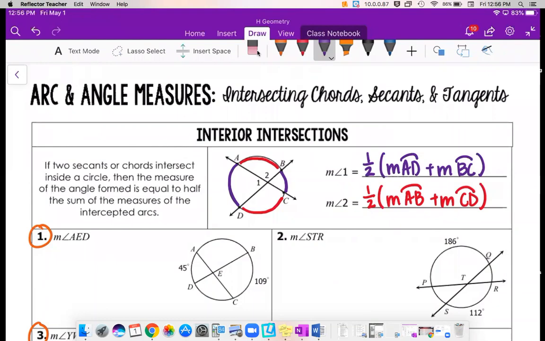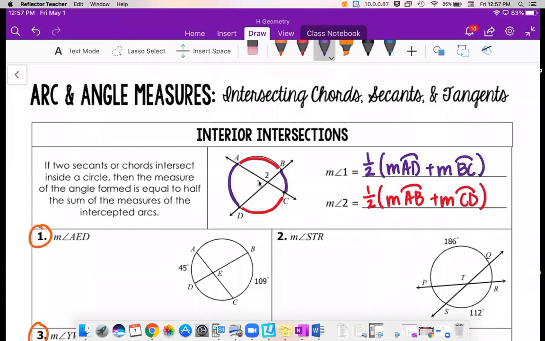What we're going to learn about today is arcs and angle measures of intersecting chords, secants, and tangents when they intersect with a circle. So first one we're going to do is interior intersection. It says, if two secants or chords intersect inside of a circle, then the measure of the angle formed is equal to half the sum of the measures of the intercepted arcs.